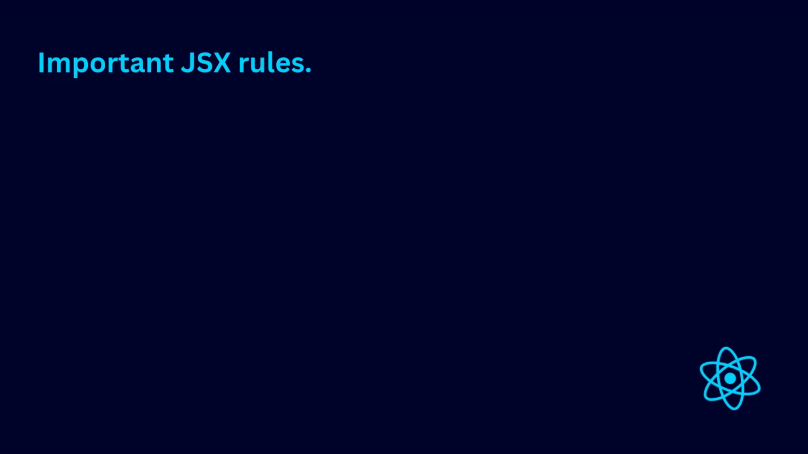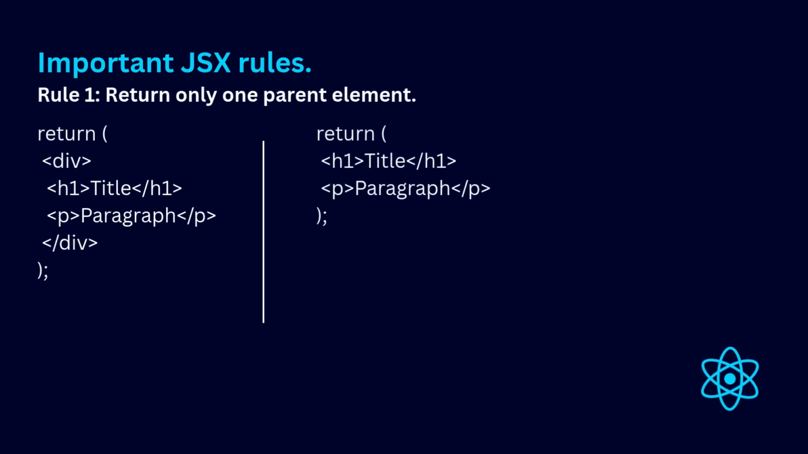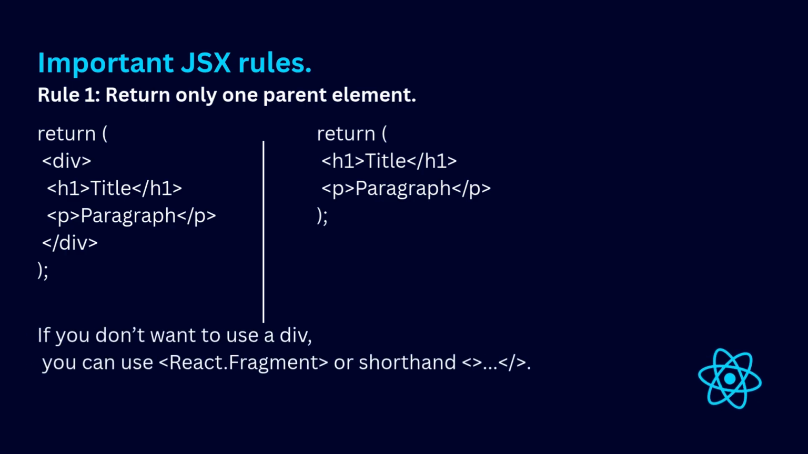Now let's look at some important rules. Rule 1. Return only one parent element. In JSX, you must wrap everything in a single top-level element. This is correct and this is the wrong one. If you don't want to use a div, you can use a React Fragment or its shorthand.